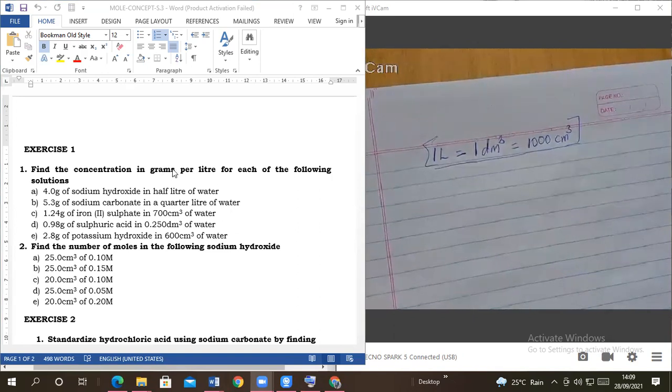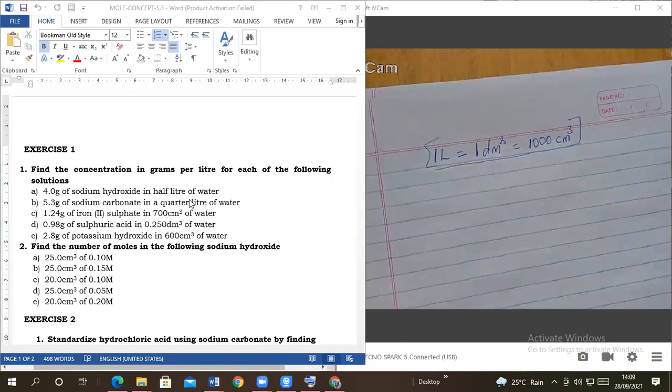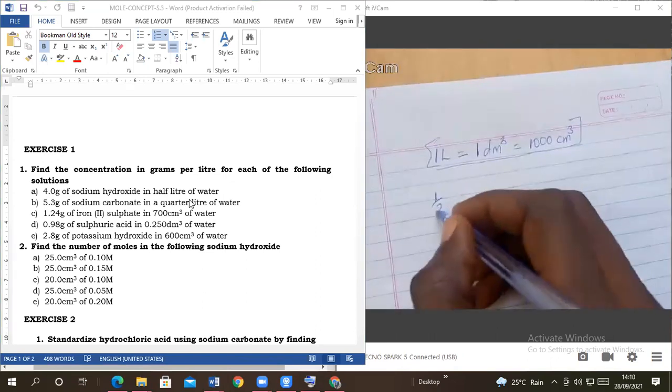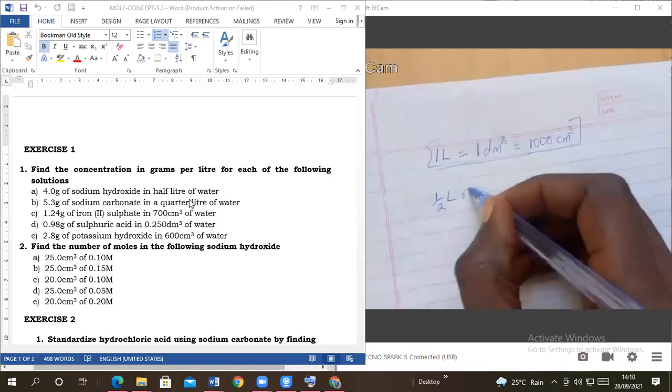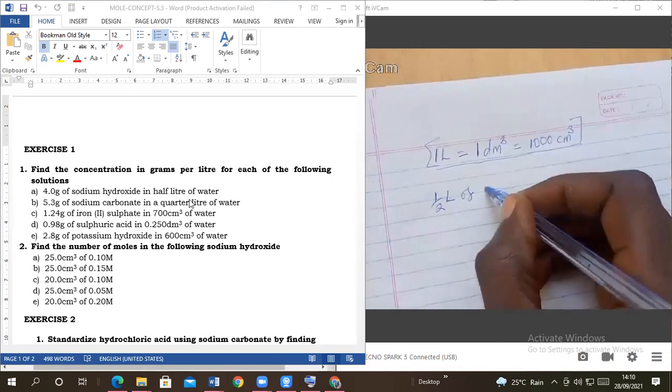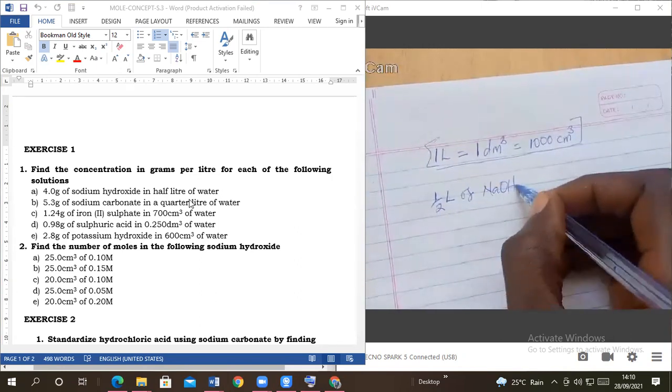Grams per liter, grams in a liter. Meaning the question, they have given you certain grams in a certain liter of water. Now here they have given you 4 grams in a half a liter. So this is half a liter of what? Of sodium hydroxide.